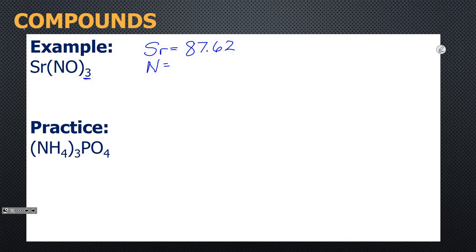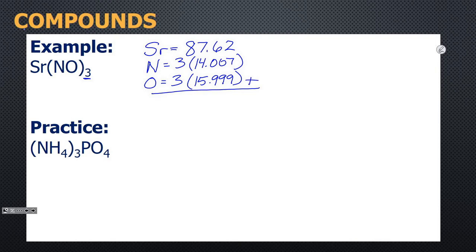So I'm going to go 3 times nitrogen's mass. Nitrogen's on the right-hand side of the periodic table, 14.007. And then I've got oxygen. How many oxygens do I have? 3. And oxygen, you're going to have memorized really fast because we use it a lot, 15.999. We're going to add that up. Quickly add that up, and let's see what you get for our molar mass for this strontium nitrate.